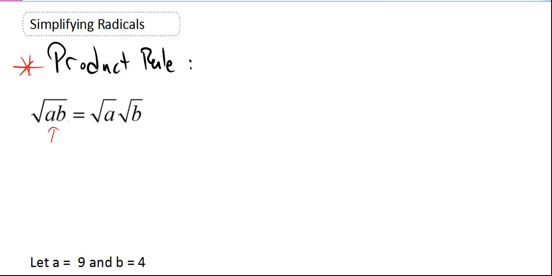or really of one number that can be written as the product of two numbers, then that must be equal to the product of the two separate square roots multiplied together. And if this doesn't make sense, let's look at a specific example.